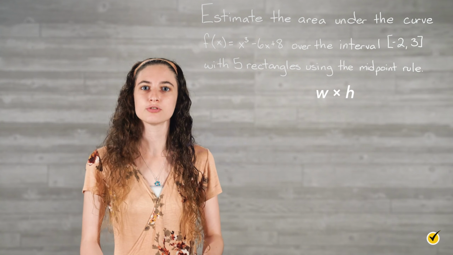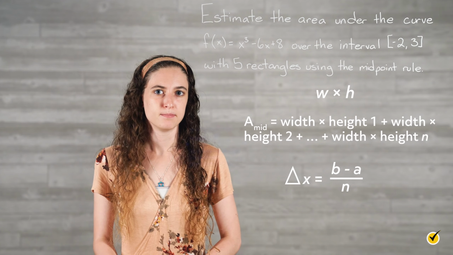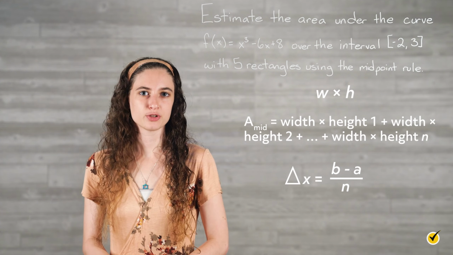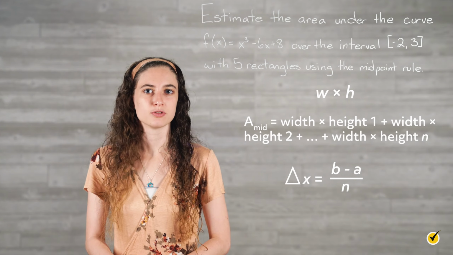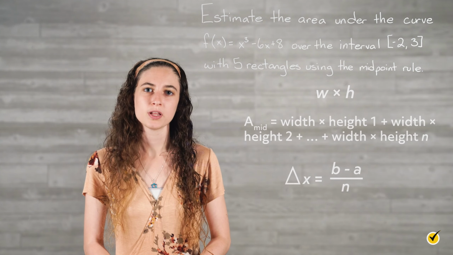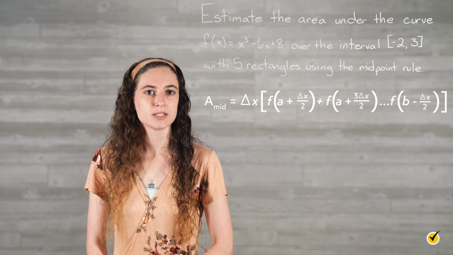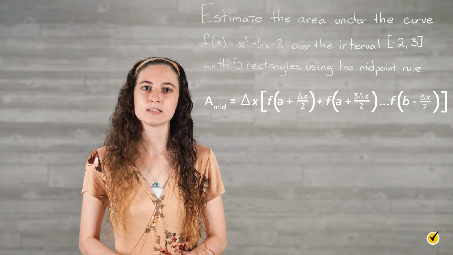More formally, the rule looks like this. Change in x, or the width of each rectangle, is equal to b minus a over n. This is saying that the width of each rectangle is determined by taking the range of our interval, b minus a, and dividing it by the number of rectangles we want to use, n. The more formal formula for finding area using midpoint looks like this. Remember, a and b are the endpoints of the interval, and n is the number of rectangles.